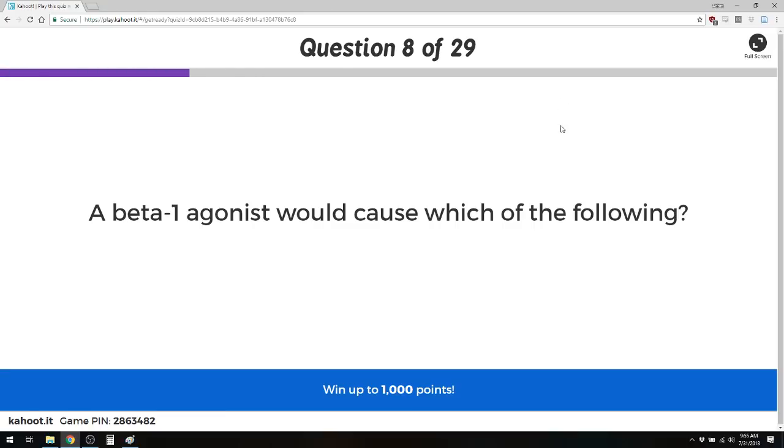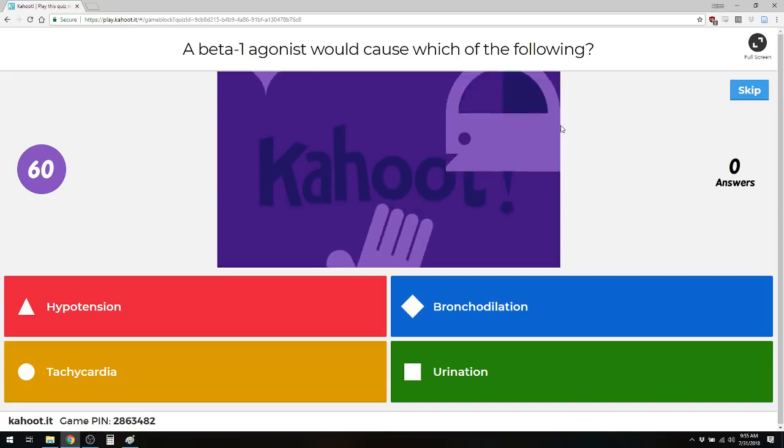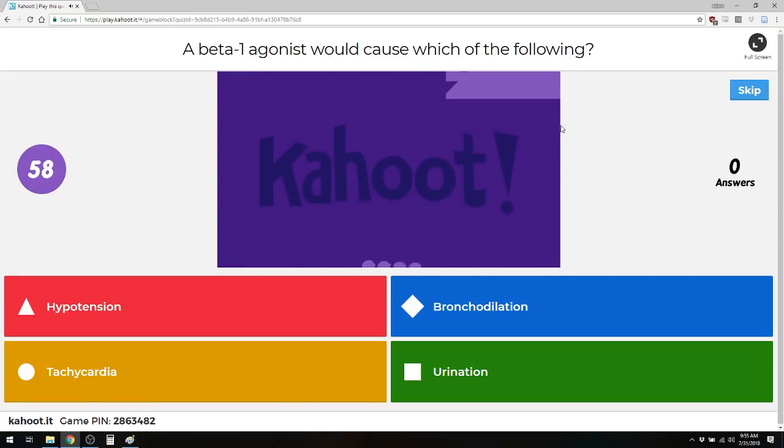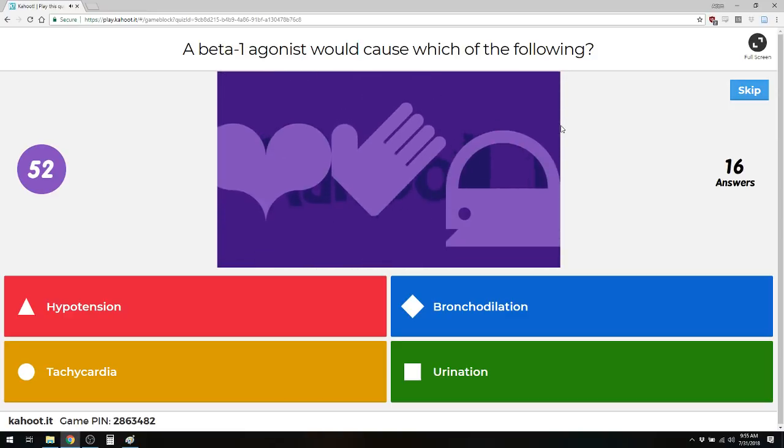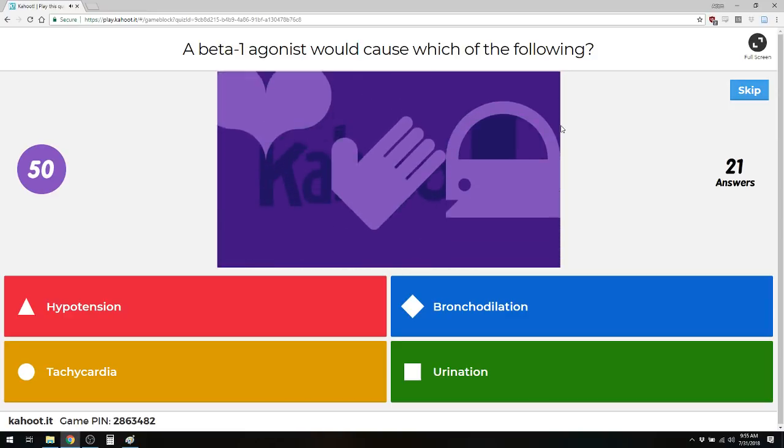A beta-1 agonist would cause which of the following? Hypotension, bronchodilation, tachycardia, or urination? This one should be relatively straightforward, as I just gave away the answer.